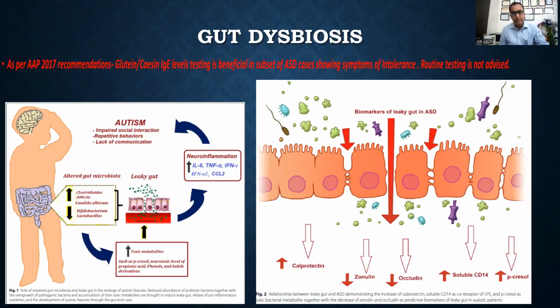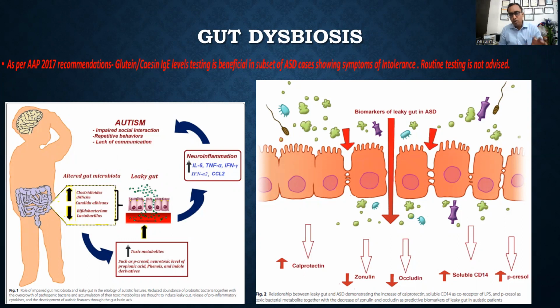Now how is this related? As I've discussed, in autism there is altered gut microbiota, toxic metabolites, leaky gut, and neuroinflammation. So this all is a vicious cycle. This figure I have taken from the British Medical Journal, BMJ. It's a very good article, a review article as well as a meta-analysis.